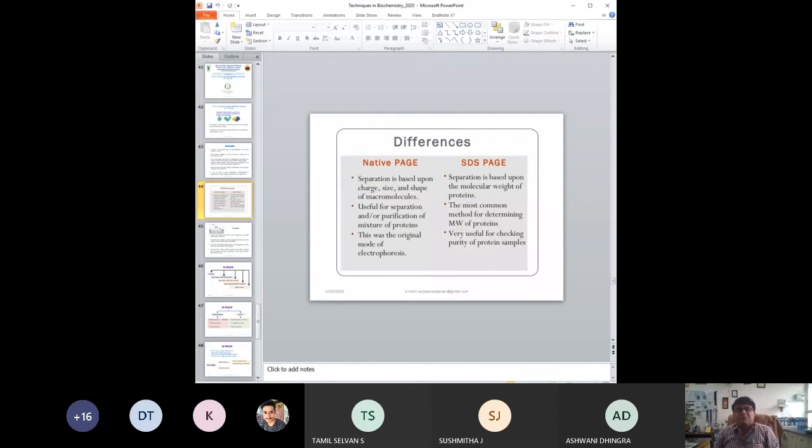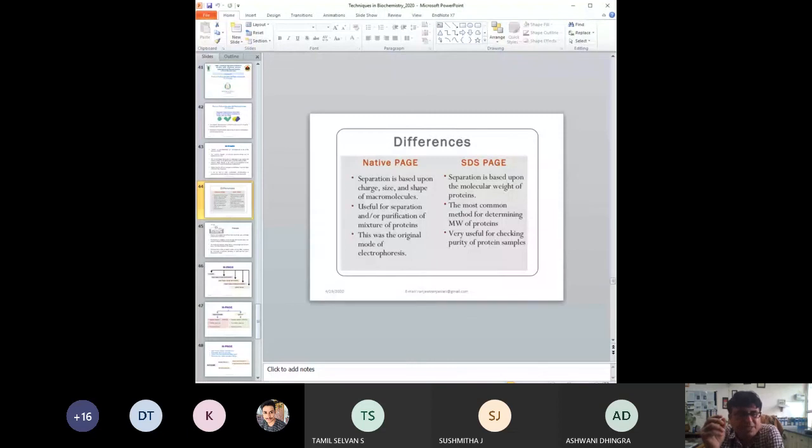Second, in the case of native phase, as you know, the basic principle is that separation is based upon the intrinsic charge of the molecule and the size and shape of the molecule, whereas in the case of SDS phase, it is based on the molecular weight of the protein. Then in the case of native phase, there are some sub-techniques where you can easily separate or purify a mixture of proteins by running it on the native gel in its biological conformation. Whereas in the case of SDS phase, the most common utility of this technique is to find out the molecular weight of the unknown protein which you are going to use.